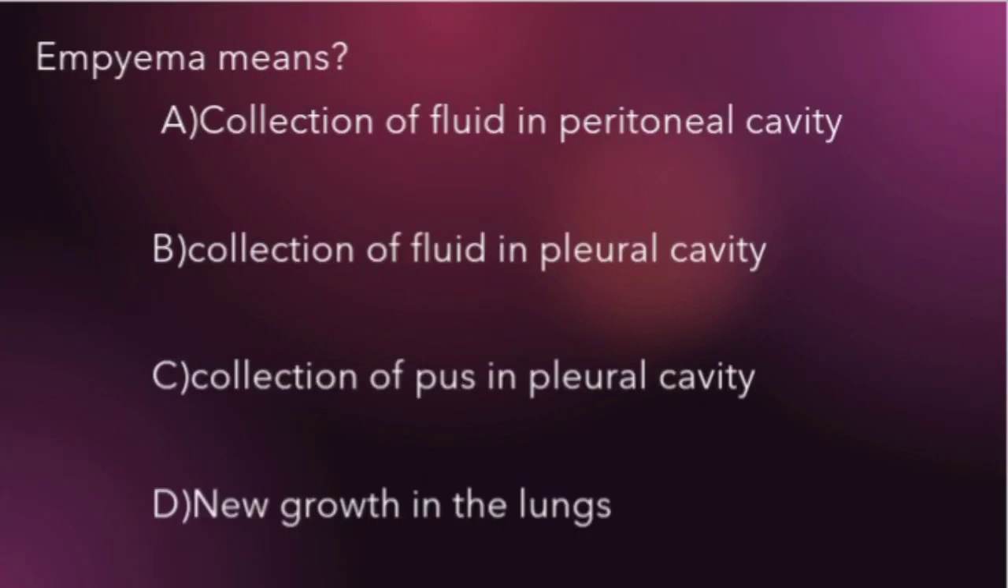Empyema means: A. Collection of fluid in peritoneal cavity, B. Collection of fluid in pleural cavity, C. Collection of pus in pleural cavity, D. New growth in the lungs. Empyema. Correct answer is option C. Collection of pus in pleural cavity.